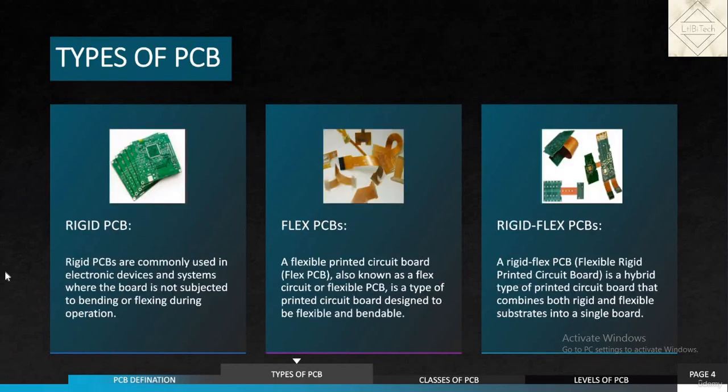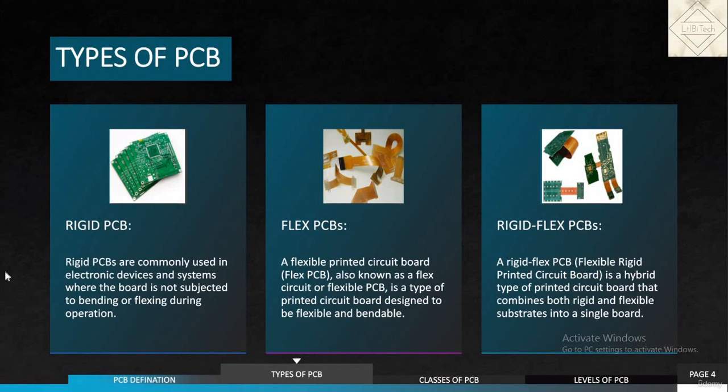And the fourth one is the rigid PCB. Rigid PCBs are commonly used in electronic devices and systems where the board is not subject to bending or flexing during operation. So most of the PCBs will be rigid PCBs. In your consumer electronic products, you find the PCBs are rigid, so we don't need to bend them or flex them during operation. Those PCBs are all called rigid PCBs. These rigid PCBs can be single-sided, double-sided, or multi-layer also.